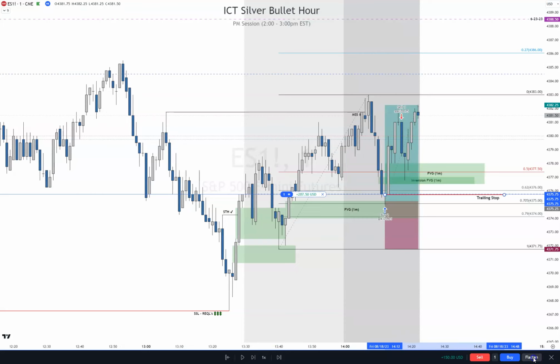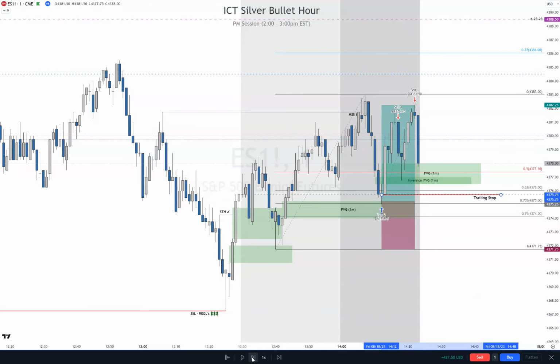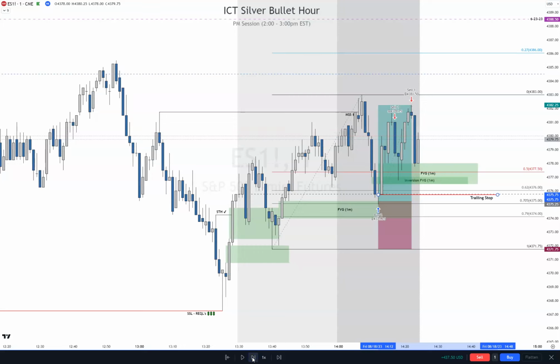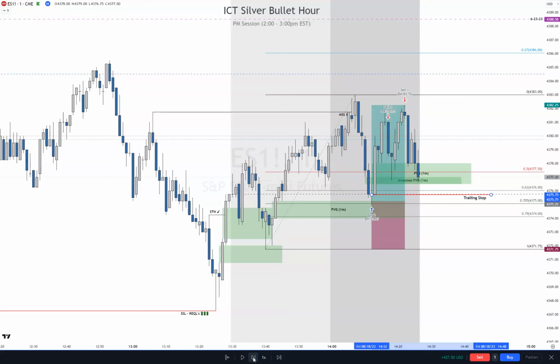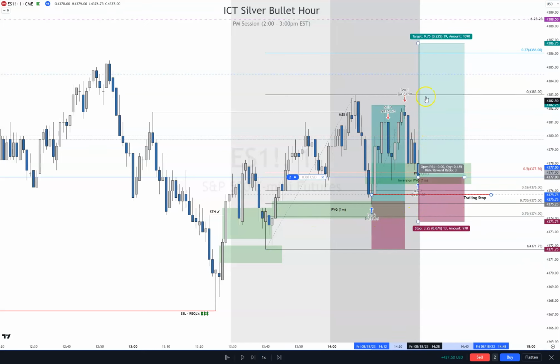All right, let's flatten this right here. If it hits that inversion fair value gap again, I'm entering a trade. Okay, because we're still, let's add this there. Let's take 2 right there. Take long at the inversion down below, and let's aim for 1 to 3. Let's aim for this drawn liquidity up here.